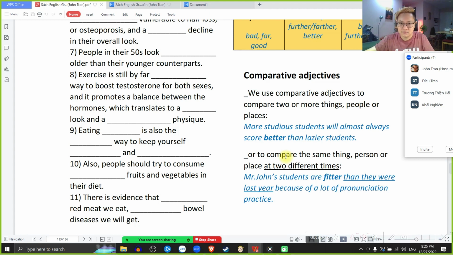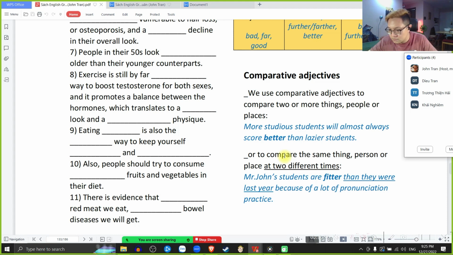Comparative adjectives. We use comparative adjectives to compare two or more things. The ending is a soft sound, a light sound. Compare. To compare two or more things, people or places.